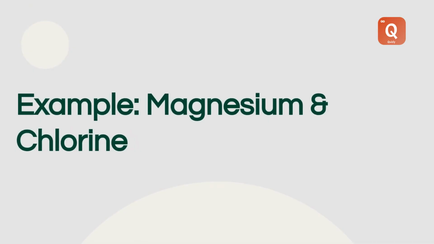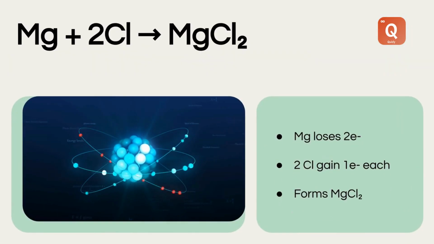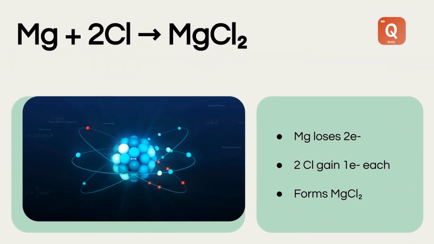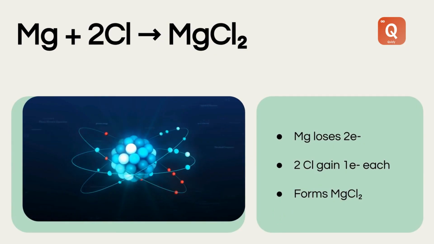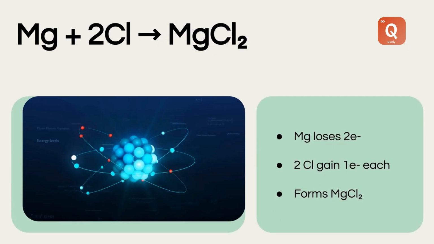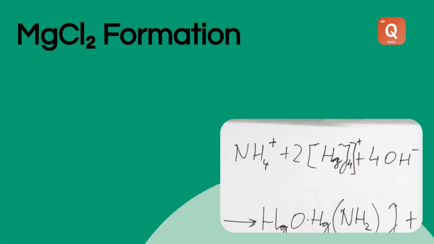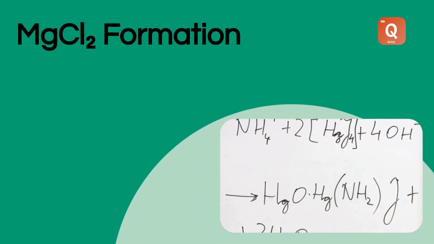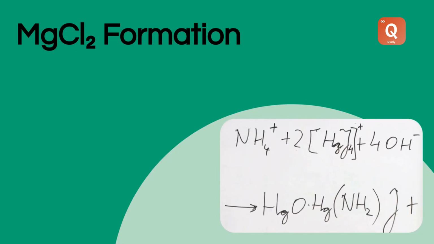Another important example involves magnesium, Mg, and chlorine, Cl. Magnesium has two electrons in its outermost shell. It loses both these electrons to two separate chlorine atoms, as each chlorine atom can only accept one electron. This forms magnesium chloride. This beautifully illustrates how a metal can transfer multiple electrons to nonmetals to achieve stable electronic configurations.